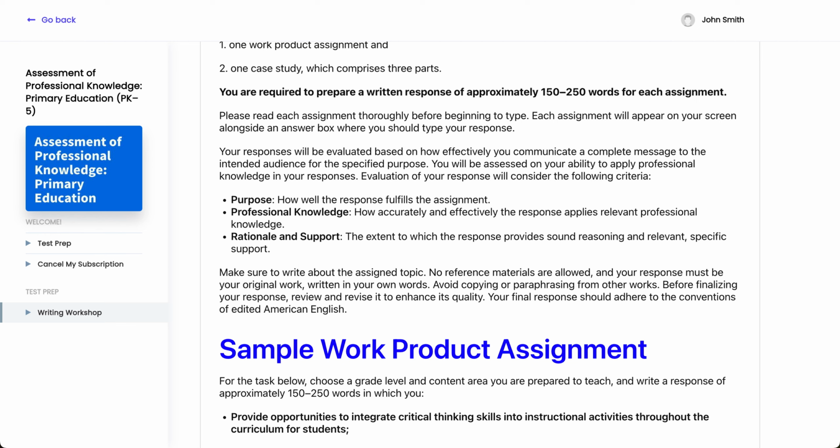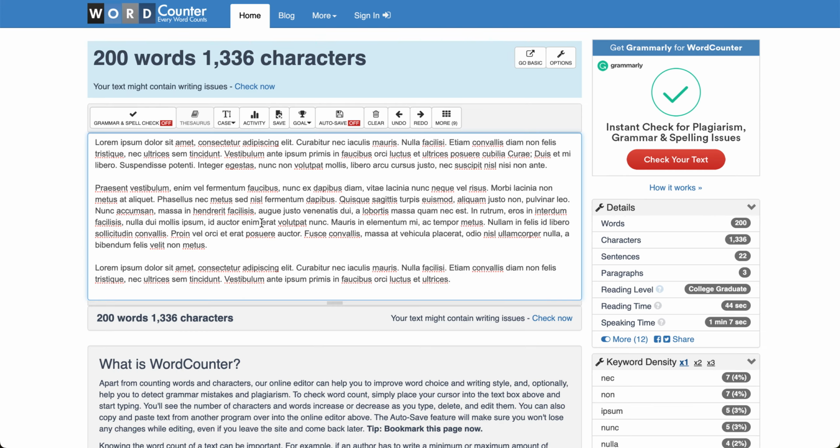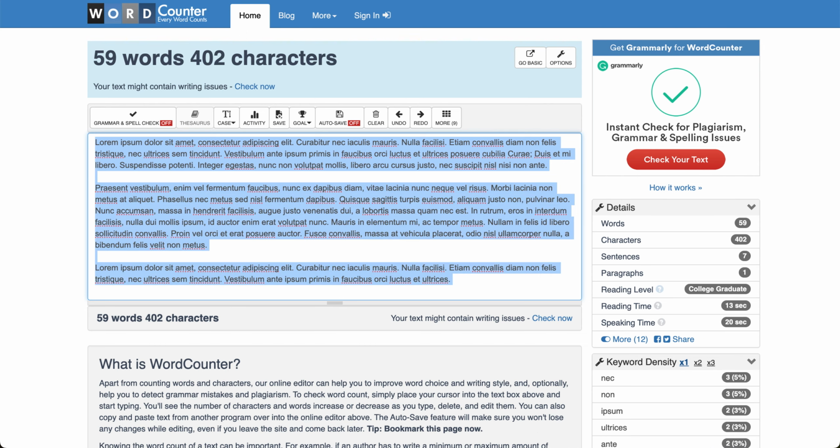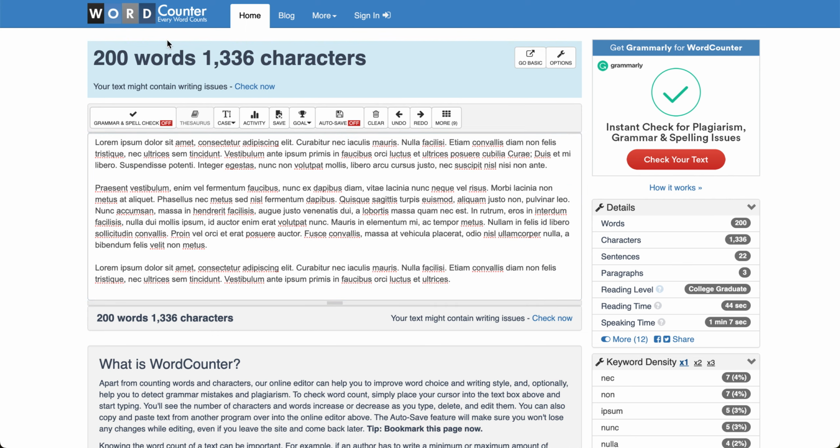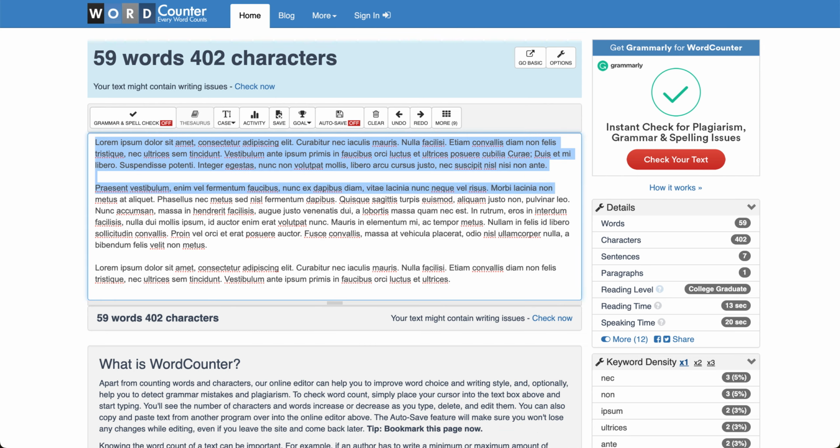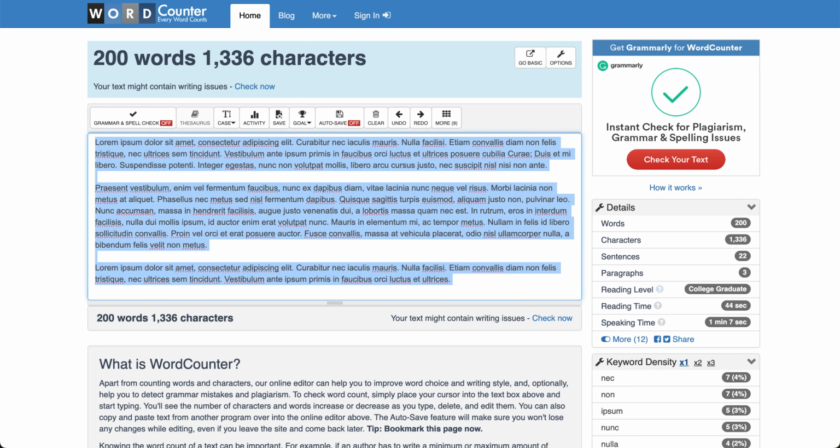So what I wanted to do is I took some sample text right here, and I went to wordcounter.net, and I just put sample text in. You'll notice here that these are not English words, but they do give us 200 words in total. So your responses will be approximately this length, give or take a little bit. And I'm doing this just to remind you that about 200 words is this length, so about 2 paragraphs or so.